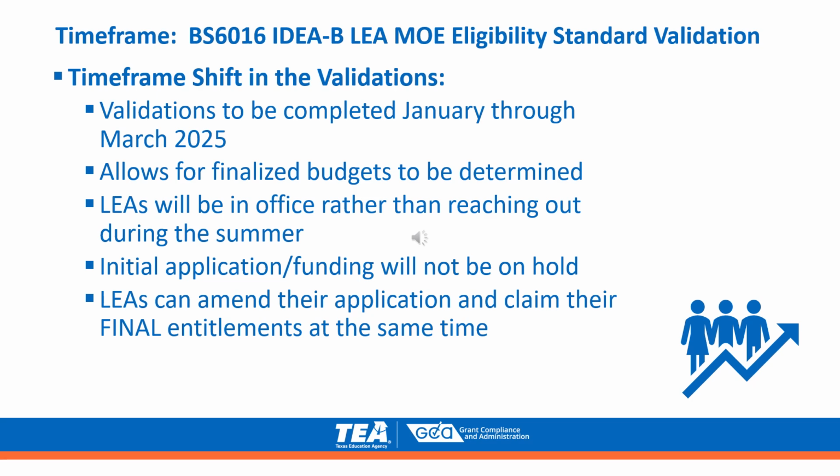A time frame shift has occurred in terms of when the validations will take place. The validations will be completed January through March of 2025. This allows for finalized budgets to be determined. LEAs will be in office rather than reaching out during the summer when folks are out of office on vacations. This also will mean that the initial application and funding will not be placed on hold, and LEAs can amend their application and claim their final entitlements at the same time if they so choose.